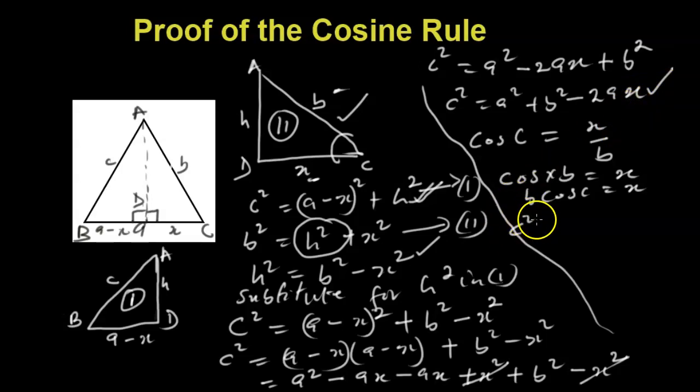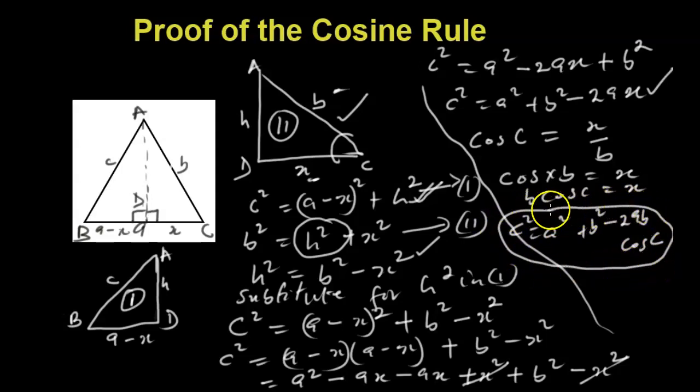So that c squared will be equal to a squared plus b squared minus 2ab cos C, because we are substituting b cos C for x. Permit me to just write it this way. So that gives me my cosine rule.